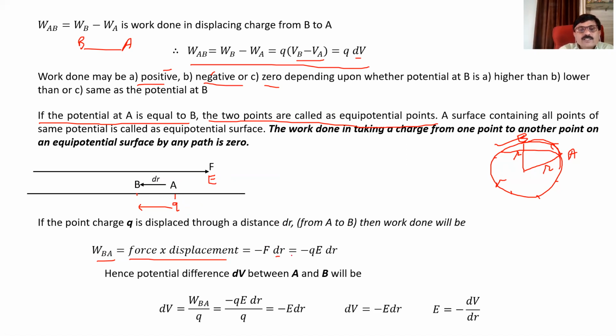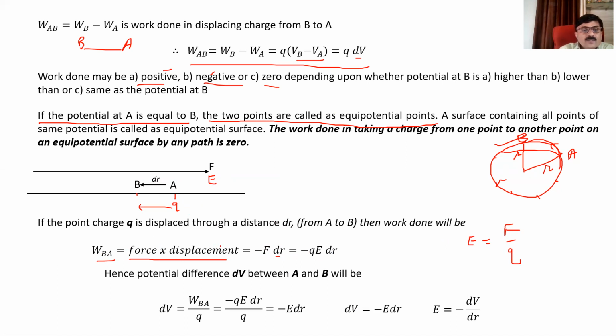So minus F into dr. We have seen the relation between the electric field and the force: E is nothing but the force acting on unit charge. So F is equal to Q into E. You can write this as minus Q into E into dr. This will be the work done according to the definition of force into displacement.